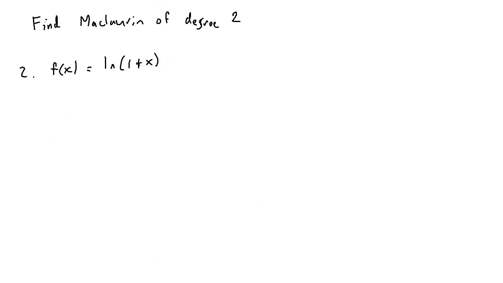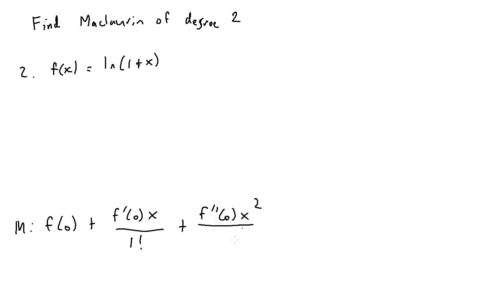So now let's say for number 2 we have to find the Maclaurin series of degree 2 of f of x equals ln of 1 plus x. Now notice we have the second degree, so we need to go to the second derivative, and we're doing a Maclaurin this time. So the center is automatically going to be at 0. So the Maclaurin series, once again, is going to be f of 0 plus f prime of 0 times x over 1 factorial plus f double prime of 0 times x squared over 2 factorial.